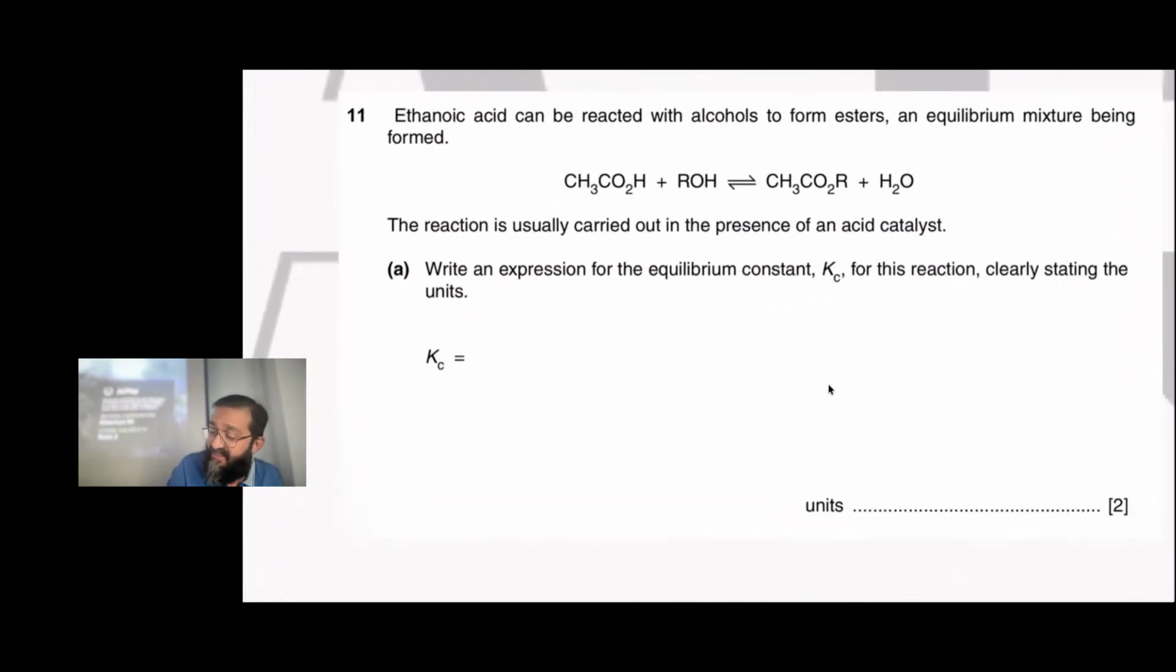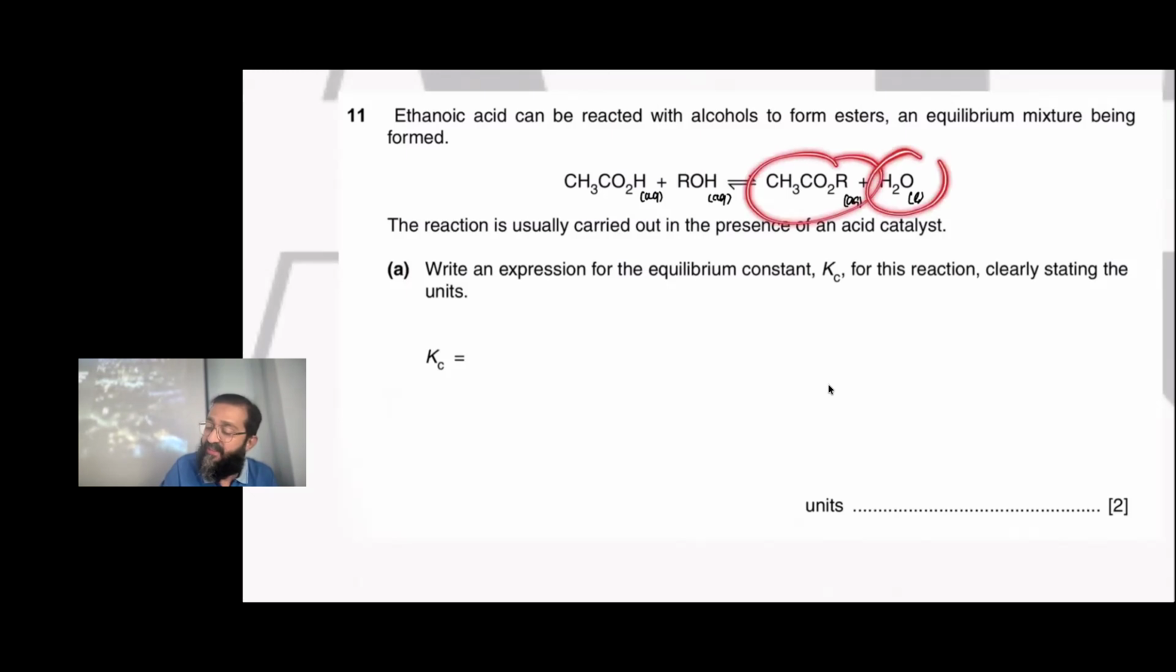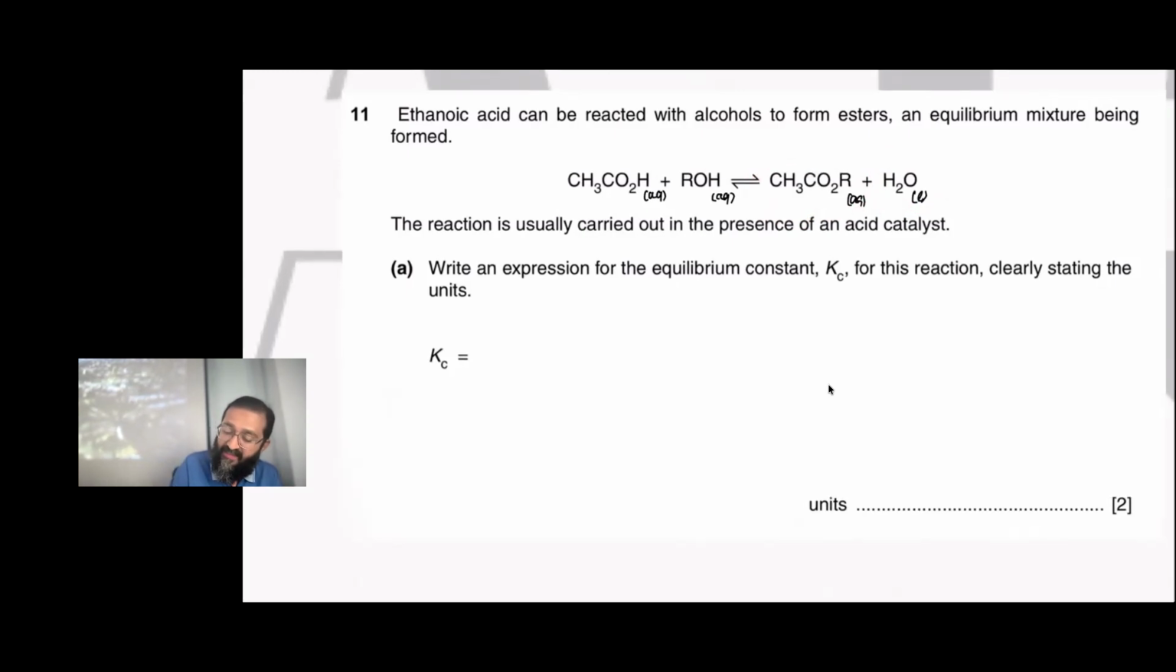In this, they haven't mentioned the state symbols, and the reason is that sometimes students get confused. In actual fact, the alcohol is aqueous, the ester formed is aqueous, and the water is a liquid. But we are able to calculate the amount of water formed, because the ratio of these two is exactly 1:1. The number of moles of ester formed and water formed would be the same, so that can be calculated. That's why we usually keep that water in the Kc expression. So over here, what will be the Kc expression?